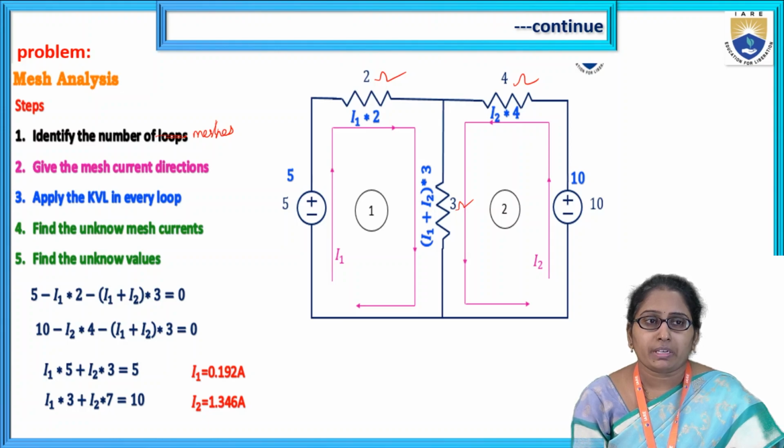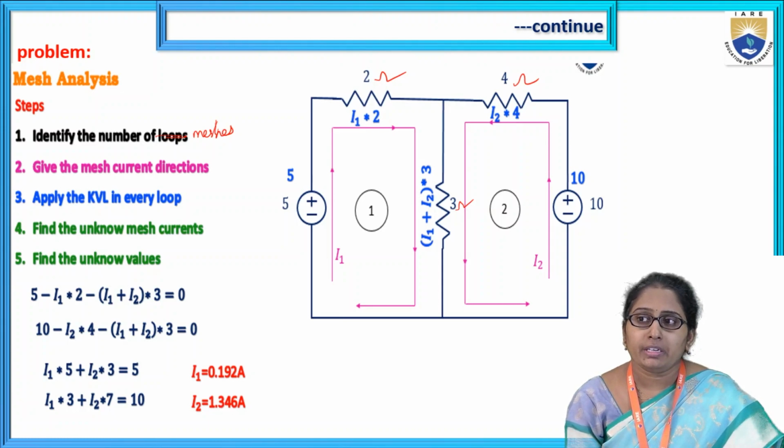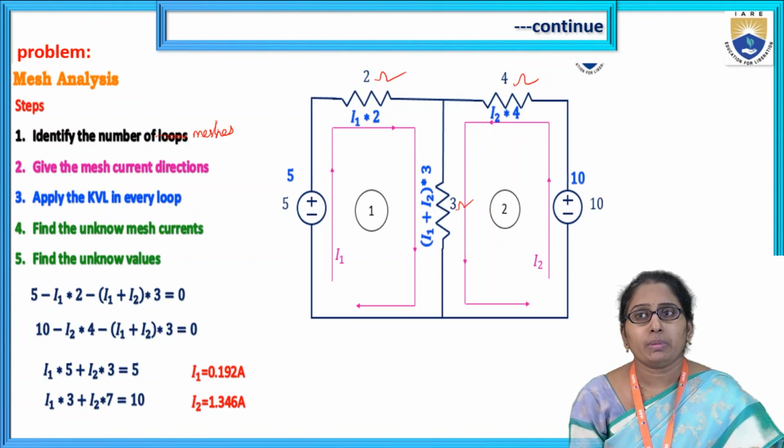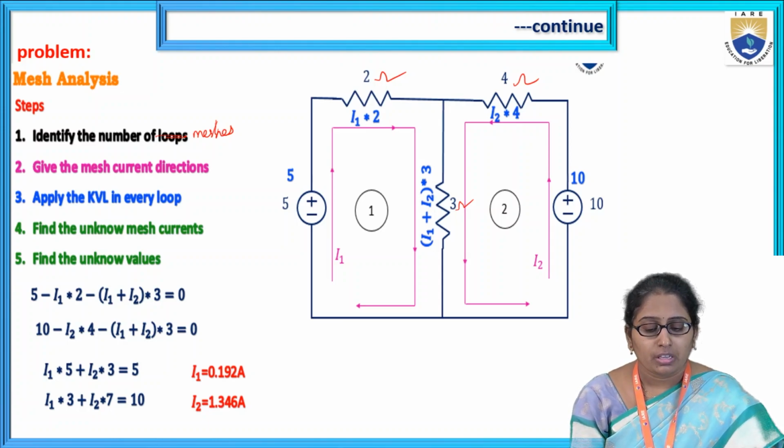First step, identify the number of meshes. Next step, accordingly select the mesh currents and apply KVL in each mesh. Write the equations and solve them to find the mesh currents and unknown currents. That is what they mentioned, 5 steps.